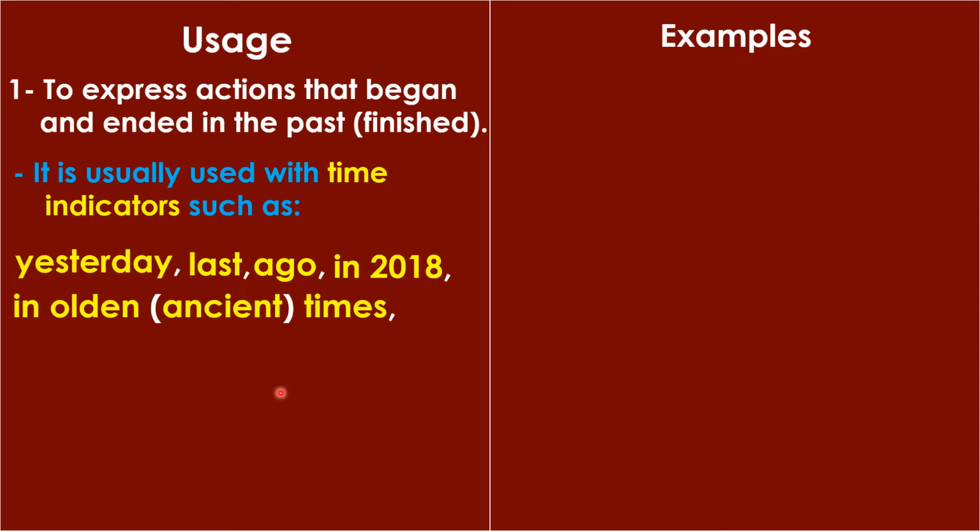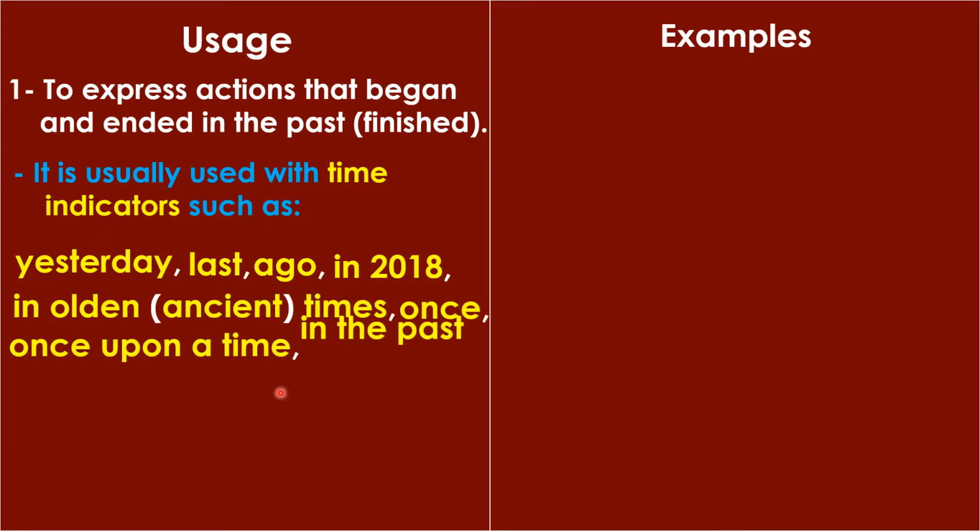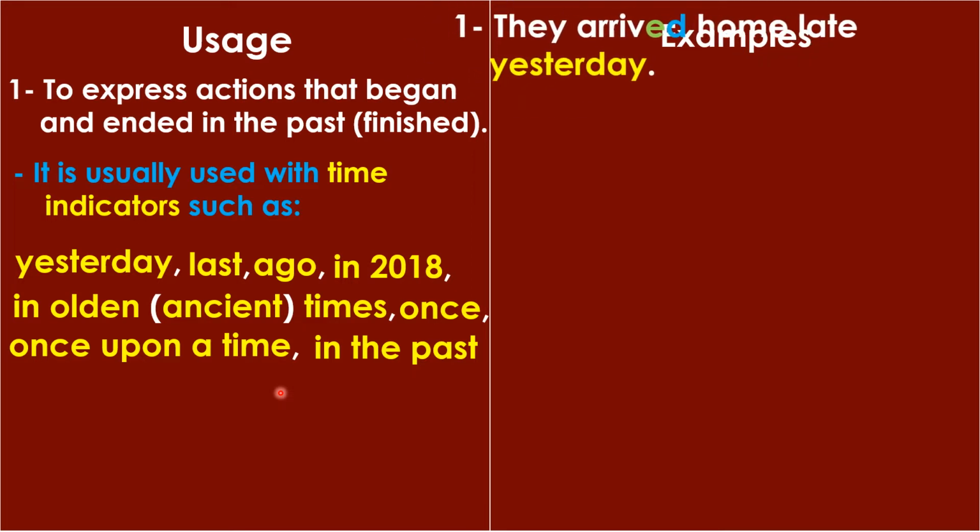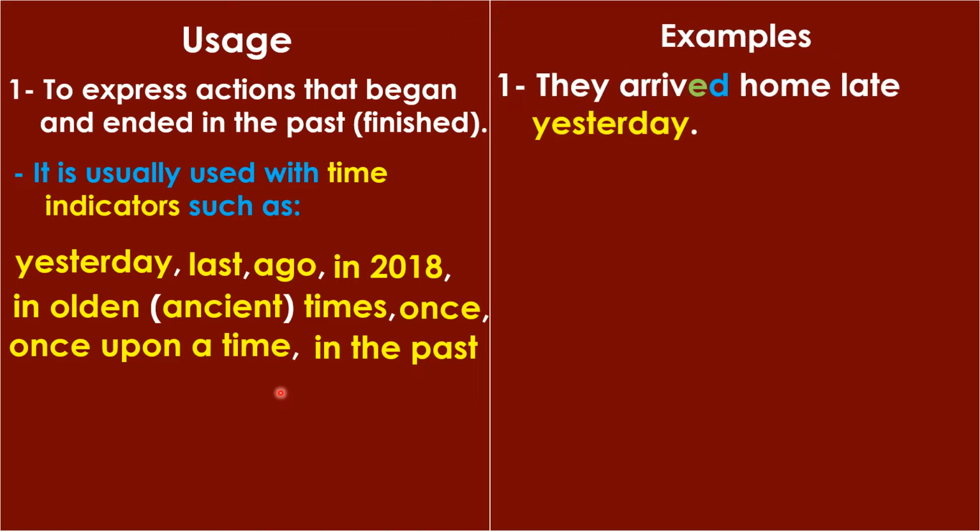In olden or ancient times. Once upon a time, and in the past. Okay, of course there are other time indicators. طبعا في كلمات أخرى دالة على الزمن. Okay, let's now have a look at some examples.